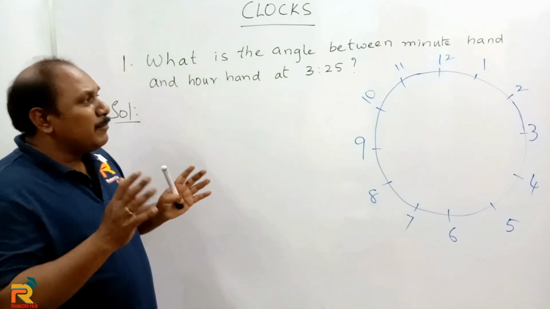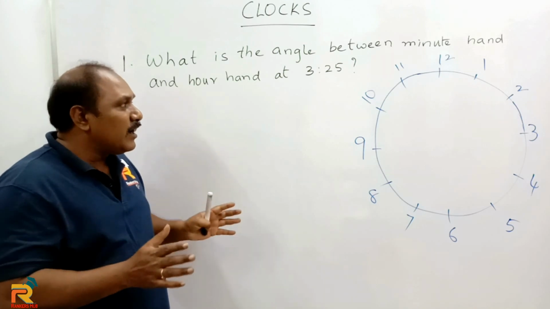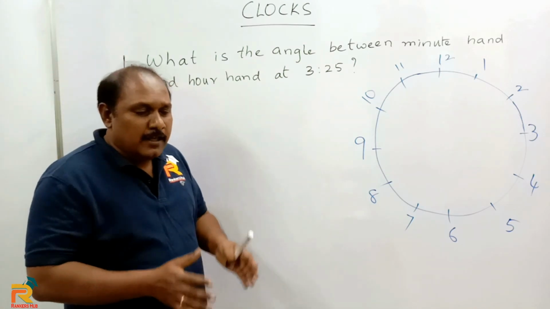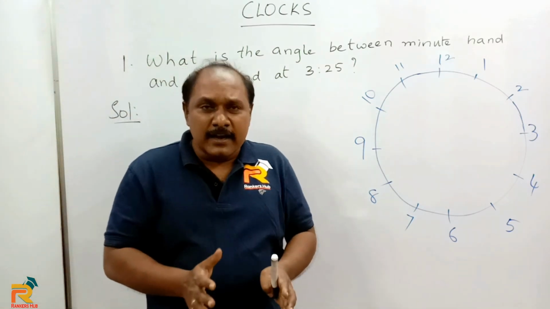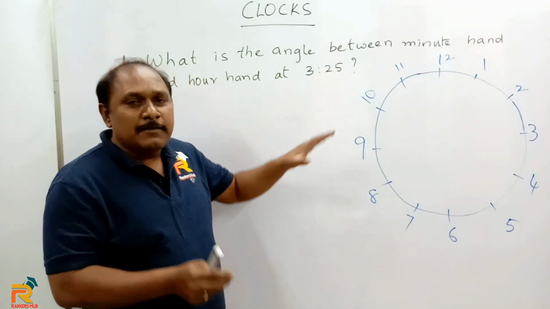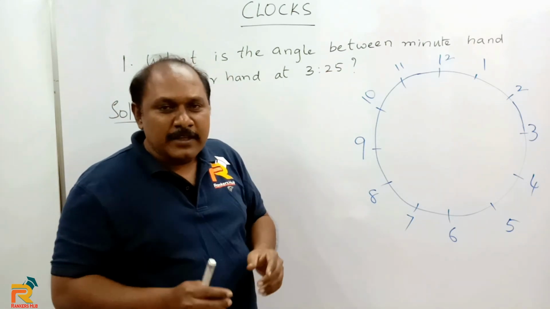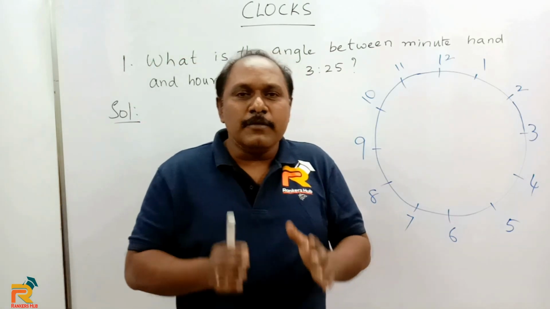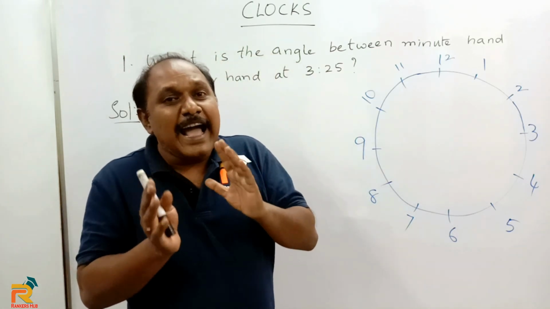What is the angle between minute hand and hour hand at 3:25?